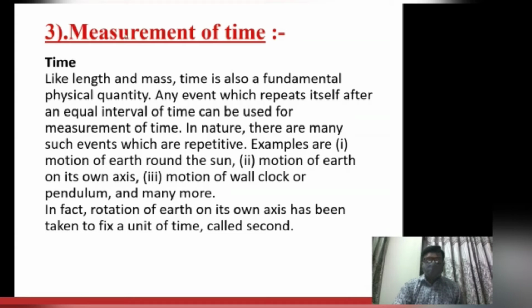Measurement of time. Time, like length and mass, is also a fundamental physical quantity. Any event which repeats itself after an equal interval of time can be used for measurement of time. In nature, there are many such events which are repetitive. Examples, motion of earth around the sun, motion of earth around its own axis, motion of wall clock or pendulum, and many more. In fact, rotation of earth on its own axis has been taken to fix a unit of time, and it is called second.